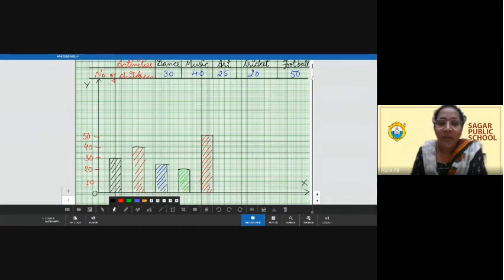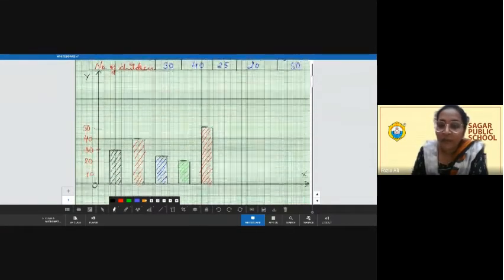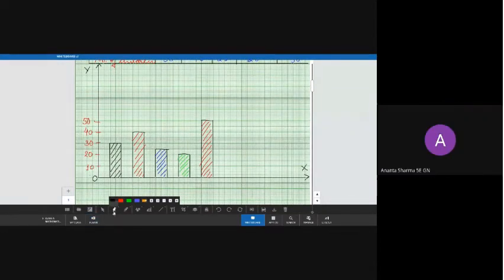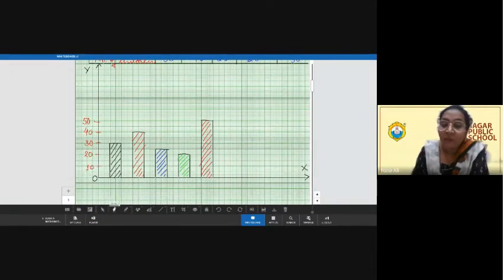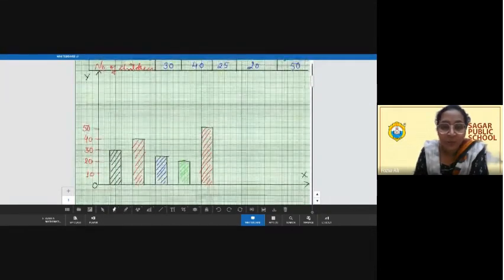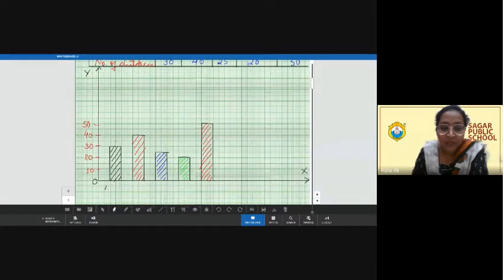Okay, so this is the bar graph which we have prepared, but something is still missing. That is the labeling part. Now we need to write down the names of the activities. First activity was dance, so below this bar, I'm going to write dance.